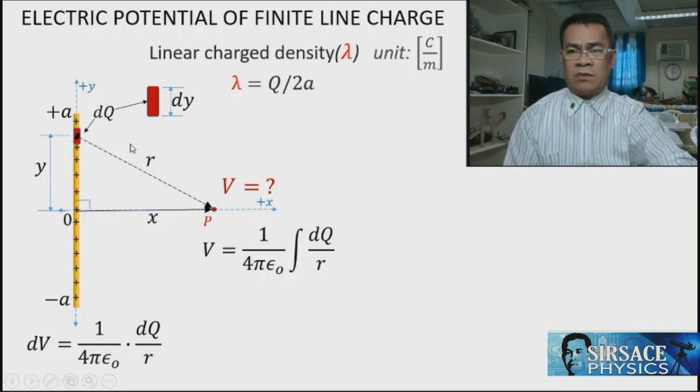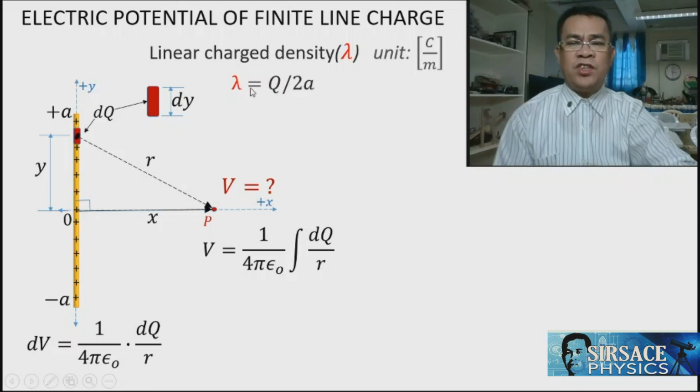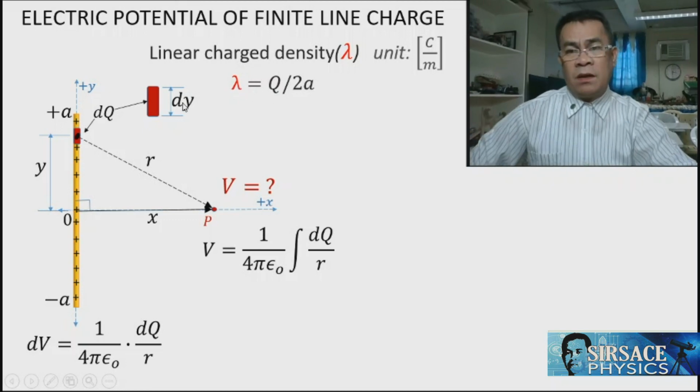2A means the length of the wire from this point going to this point. So this is 2A. Then the total charge is Q. So dividing that value, the result is the linear charge density. Therefore, for an infinitesimal charge, the linear charge density is still the same. It should be Q over 2A because this is the charge per length, coulomb per meter.